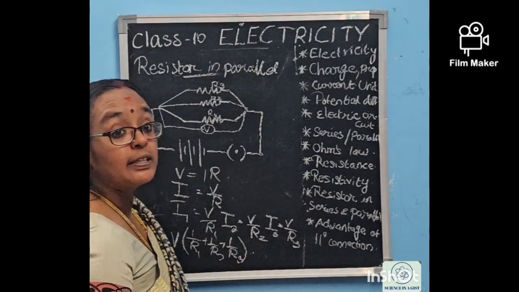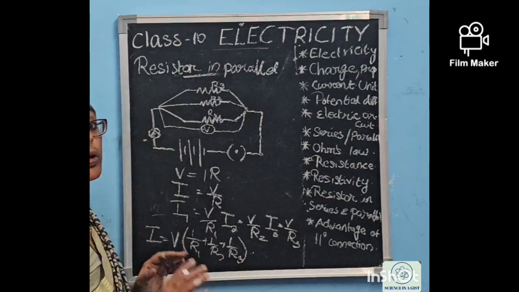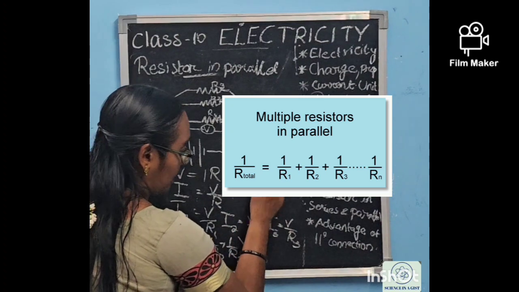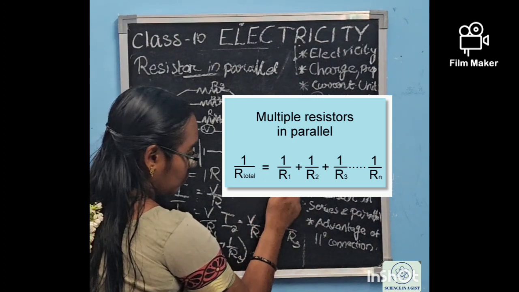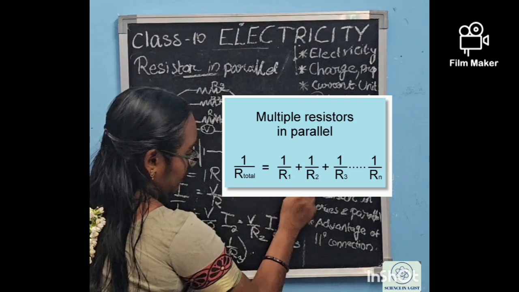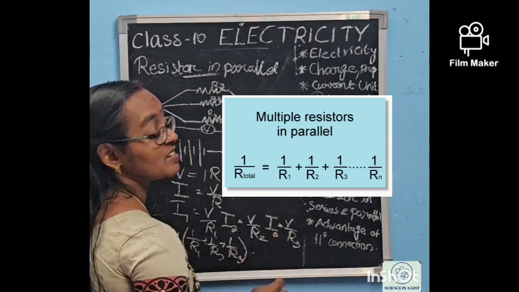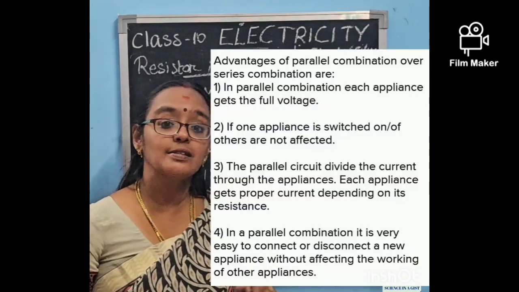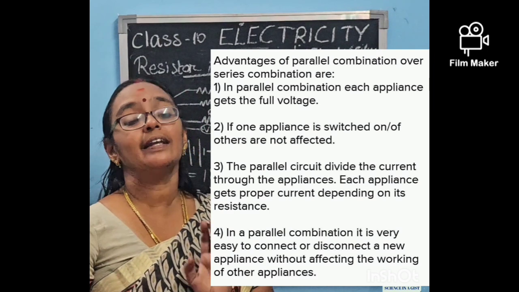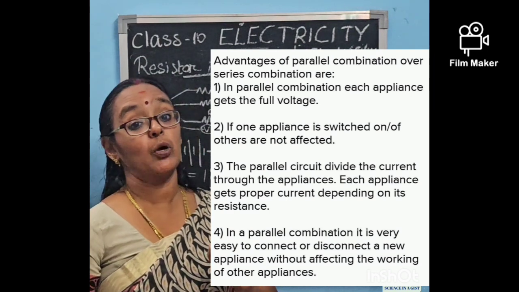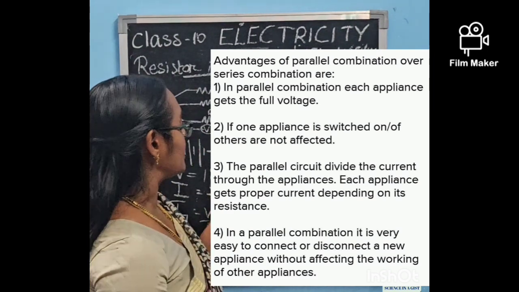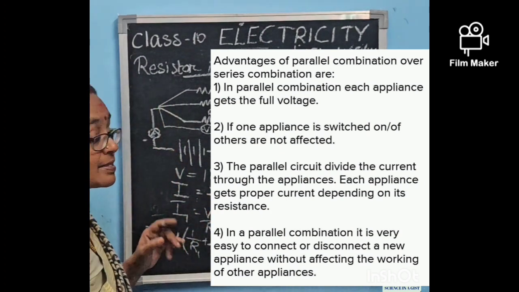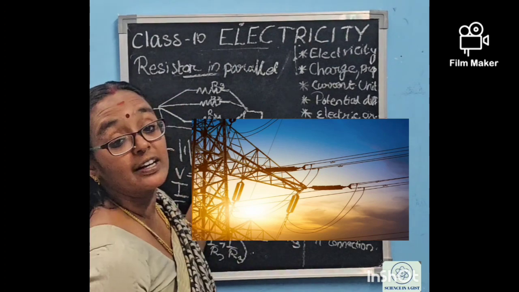In the case of parallel connection, what will be the total resistance? 1 by the total resistance is equal to 1 by R1 plus 1 by R2 plus 1 by R3. The reciprocals of the individual resistances will give you the reciprocal of the total resistance. So total resistance will be less in the case of parallel connection than in the series connection. This is the best way while we are connecting electrical appliances with the same current. This parallel connection is the better way.